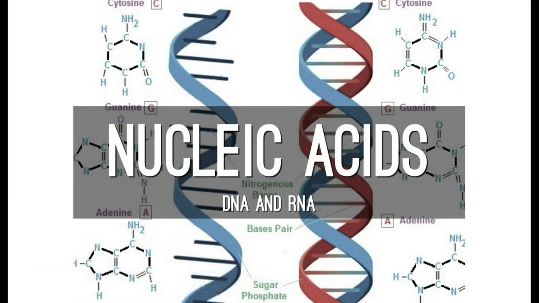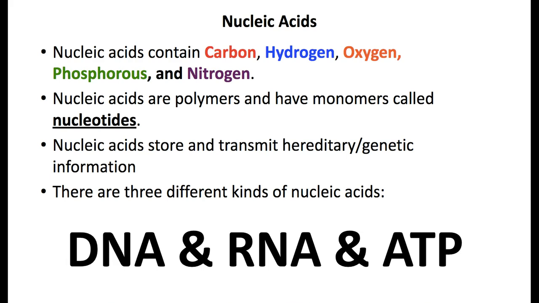Hey guys, it's Mrs. Esser, and today we're going to be talking about our fourth and final macromolecule called nucleic acids. Our nucleic acids are made up of many different types of elements. So here we can see carbon, hydrogen, oxygen, phosphorus, and nitrogen. So this is the macromolecule that's going to have the most elements present.